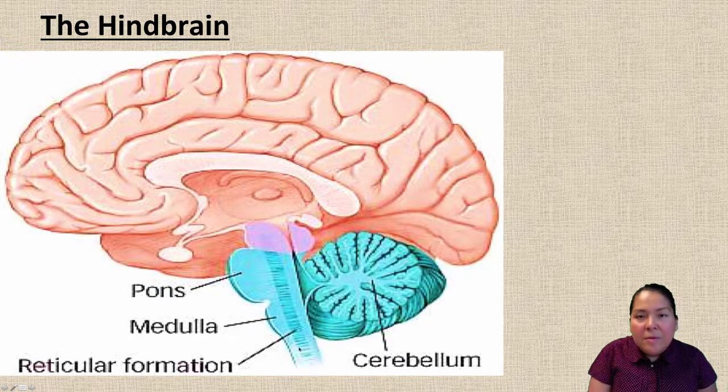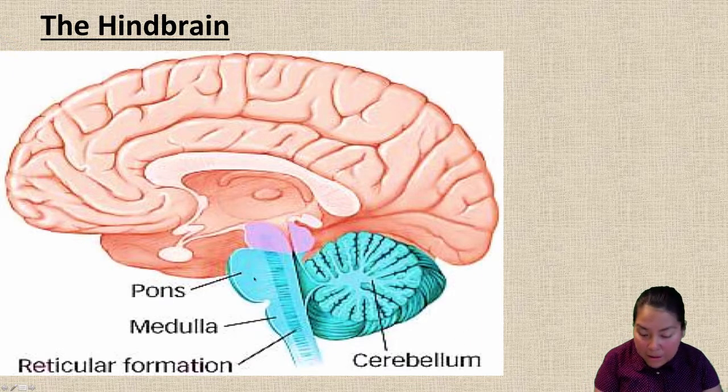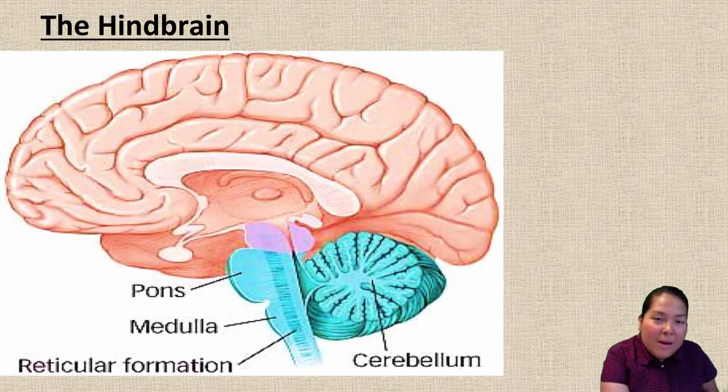Inside the medulla here we have the reticular formation. And the reticular formation regulates our sleep, our wakefulness, and our arousal. And then lastly, the pons right here, when translated into Latin, it means bridge. And so really what the pons does is act as a bridge and relay information from the cerebellum to the rest of the brain.